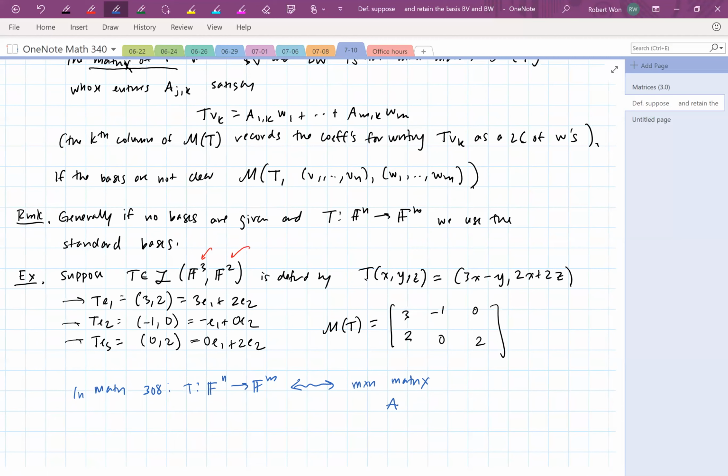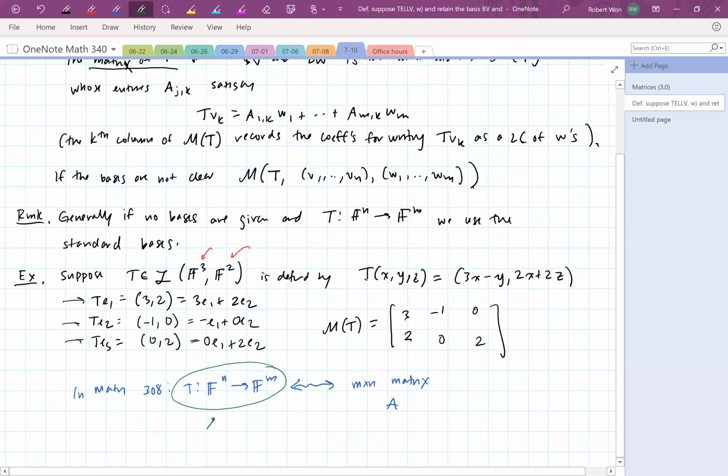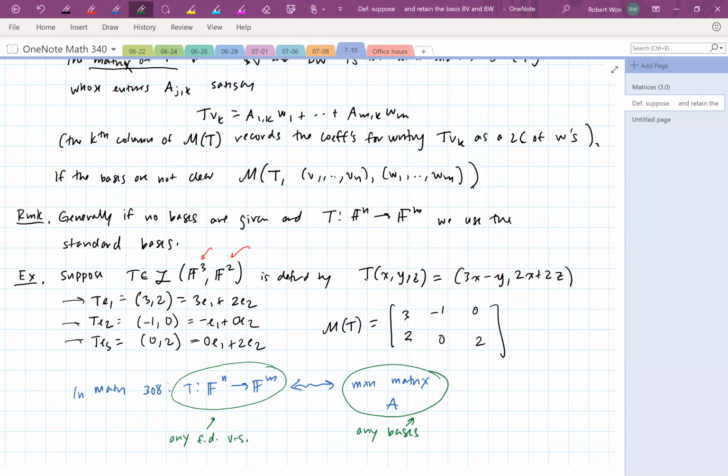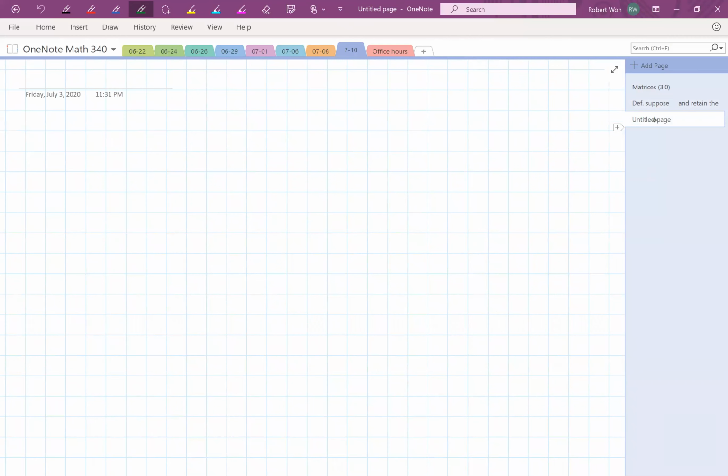Okay, so the only extra wrinkle, like I said before, is that we're not just talking about these vector spaces. We're talking about any finite dimensional vector space, and we'll allow any bases for these finite dimensional vector spaces, which means that we need to record this somehow.